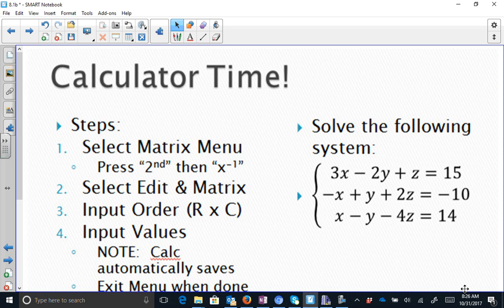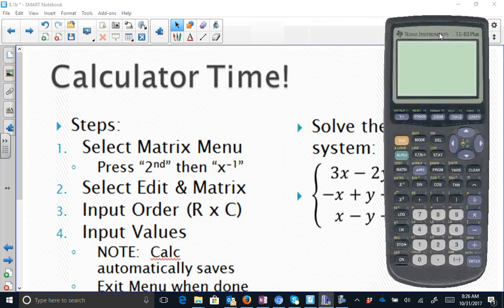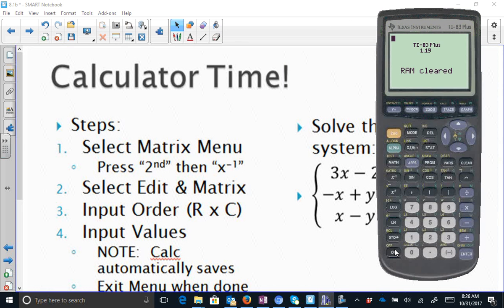So the first thing I need to show you is that we have a matrix menu. So if you go to math, nope, don't go to math. Do you see where the math button is? Do you see right below it the x to the negative first button? What does it say in yellow? Matrix. So if you hit second and then the x to the negative 1, this is our matrix menu.